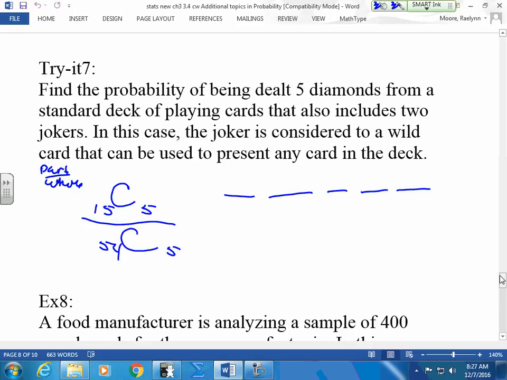It still could work like this. I can still do this. I have 15 out of 54 times 14 out of 53 times 13 out of 52 times 12 out of 51 times 11 out of 50. You can still do it this way because that does work, or you can set it up as combinations, which I think is what they were looking for. So you should get that.